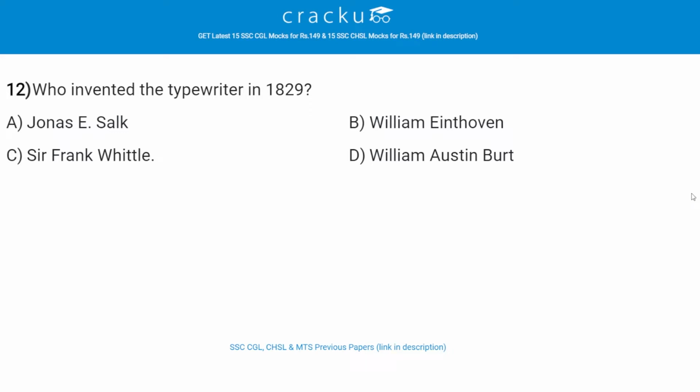Who invented the typewriter in 1829? The correct answer is D, that is William Austin Burt. So the first model, the typographer, was patented by William Austin Burt in 1829. That was America's first typewriter.